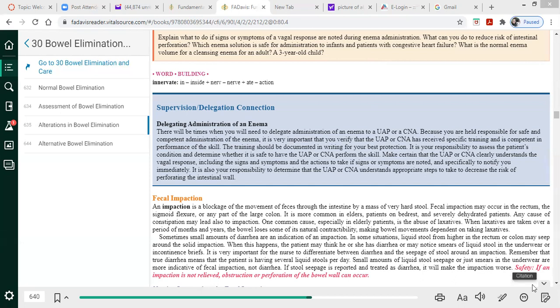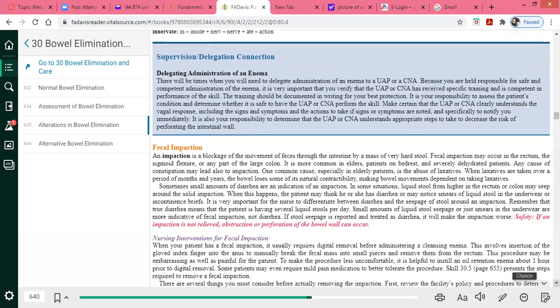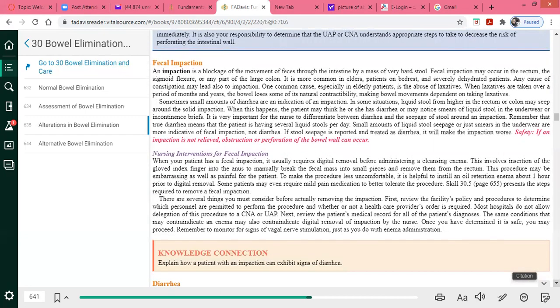As for nursing interventions for a patient with fecal impaction, some nurses are required to digitally remove the fecal impaction, where the nurse will have to lube up their finger and stick their digit, which is your finger, in the patient's rectum to pull some of the stool out. Sometimes the physician may order enema administration following the digital removal of stool.